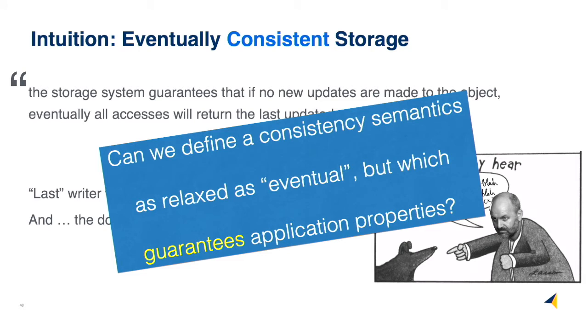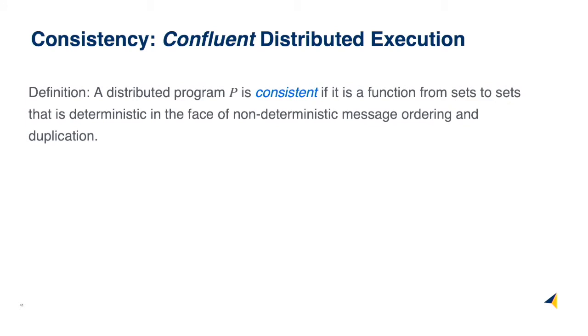So can we define a consistency semantics that has this flavor of being relaxed, but that actually guarantees some application properties in some formal way? That's the flavor we want with eventual consistency, but we really need to put some bones on this so that it's theoretical. So we're going to lean on something more formal from the programming language community, which is confluence. The definition we're going to go with is that a distributed program P is consistent if it is a function from sets to sets. You get a set of inputs, which are all the requests that come into your system, and you produce a set of outputs, which are all the responses, that is deterministic in the face of non-deterministic message ordering and duplication. So the messages zinging around in the cloud, whatever order they go in, even if some of them are dropped and retried and maybe received twice at the far end, you still get the same answer. So it's a confluent program in the face of this non-determinism. That's going to be our definition of consistency: a function from sets to sets that is insensitive to the ordering and duplication of messages.